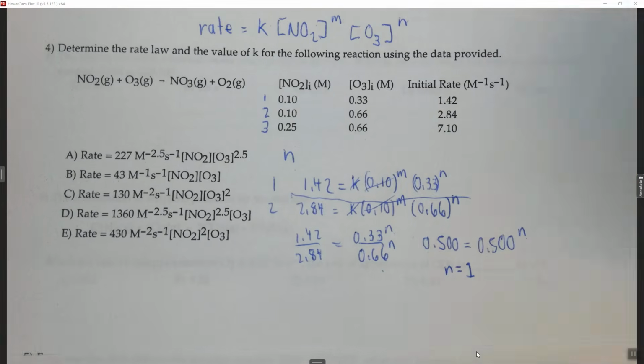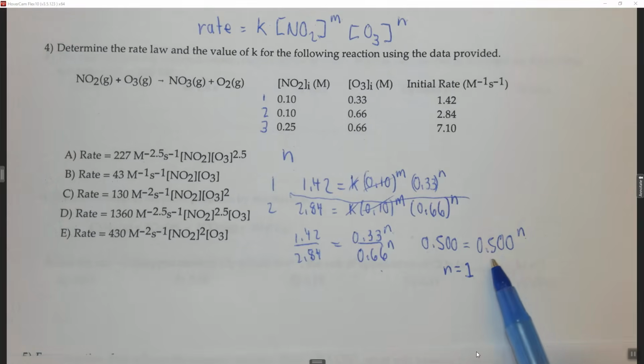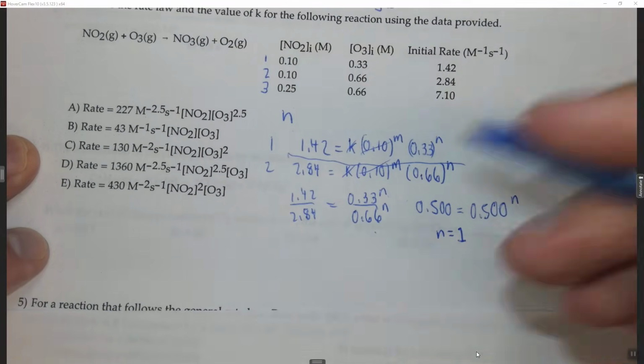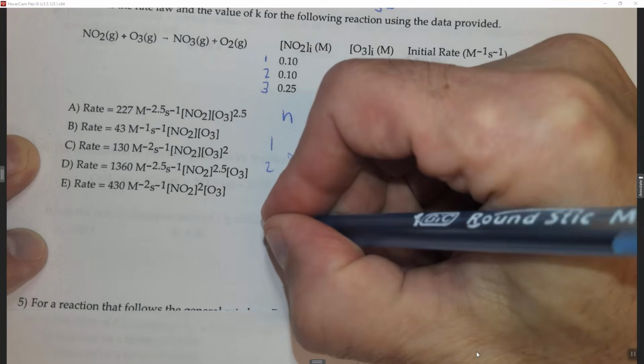Because that's the only way that those two things could be equal, right? This has to be 1. We have to raise this to the 1. So another way, it's just 0.5, because 0.5 equals 0.5. Okay, so you could take the log of both sides, but it's not necessary in this case. All right, let's repeat this and try to find m.